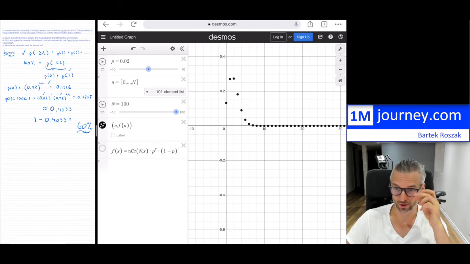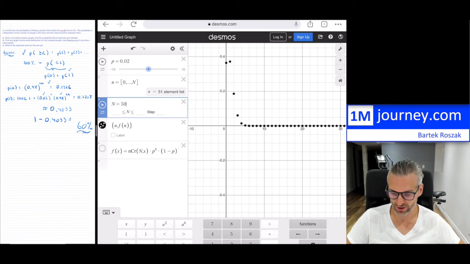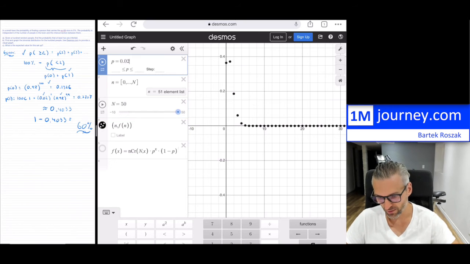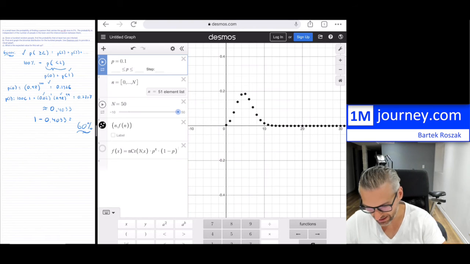Now, if you chose, let's say 50 people, we can do that and we can regraph it. If the probability, let's say, was much higher, you can regraph that as well. And you can do that within Desmos. It's super efficient in that sense.